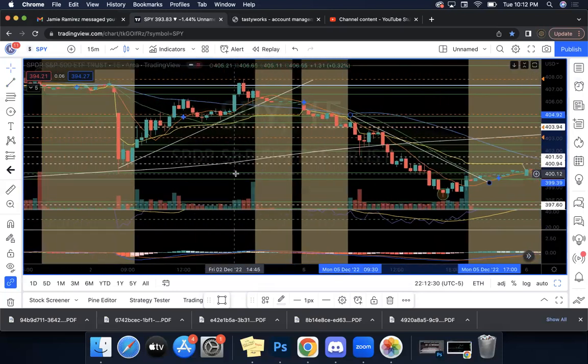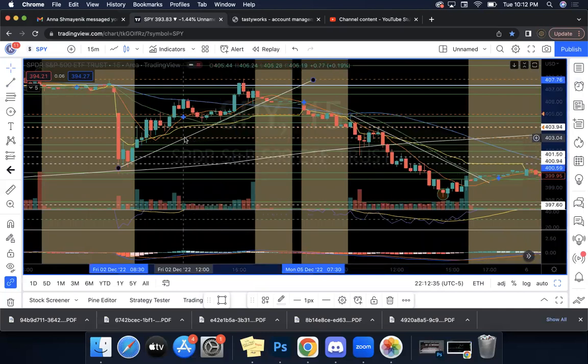Now, look at what happened at the close on Friday. Yes. This is the opposite way, now we join the trend line from the bottom up.